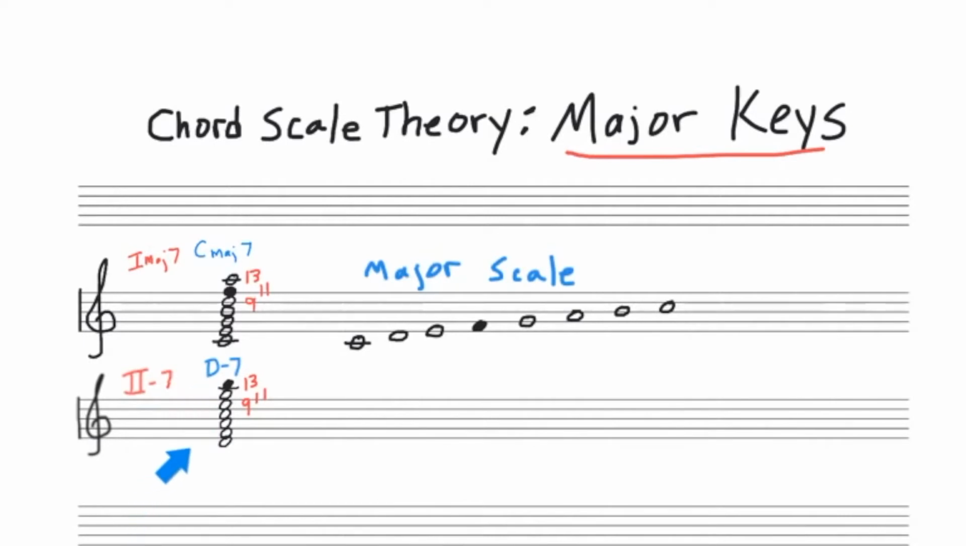Now that I have the vertical structure of the chord, next I will write out the horizontal structure of the scale. Starting on D and using my notes from the C major scale, I end up with the D Dorian scale. Dorian is the scale that corresponds to a 2 chord in a major key.